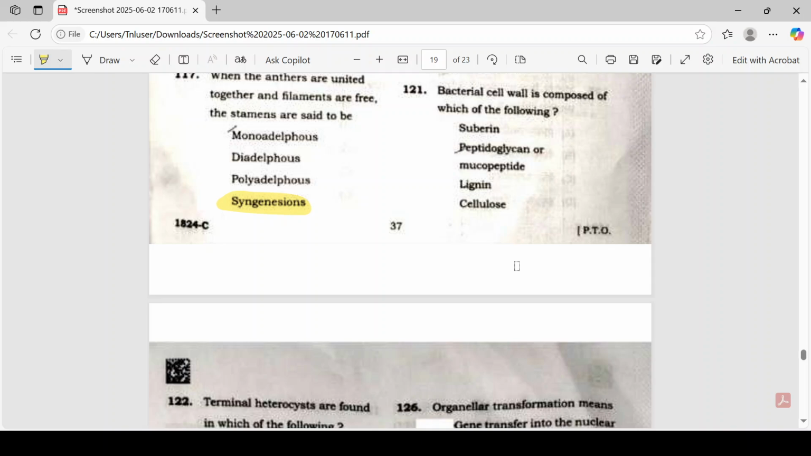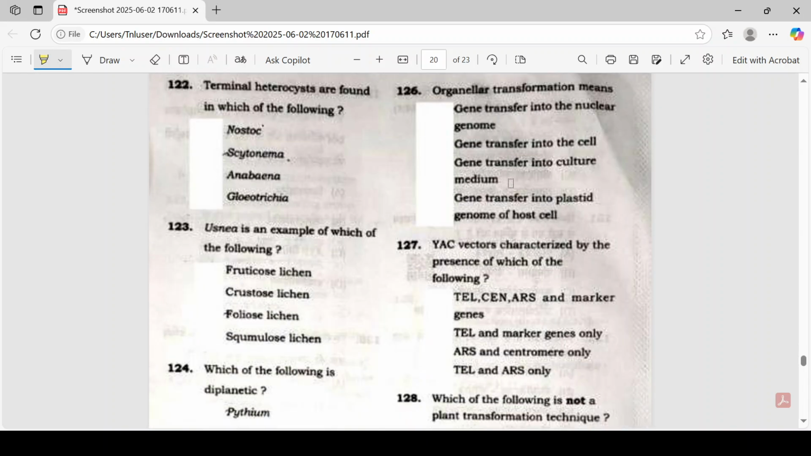Question 121. Bacterial cell wall is composed of the following. So it will be peptidoglycan or mucopeptide. That is option number B. Question 122. Terminal heterocysts are found in which of the following? Okay, so again the correct answer for this question will be Gloeotrichia. Just a second, everyone. Yeah, so the correct answer to this question will be Gloeotrichia. Okay.